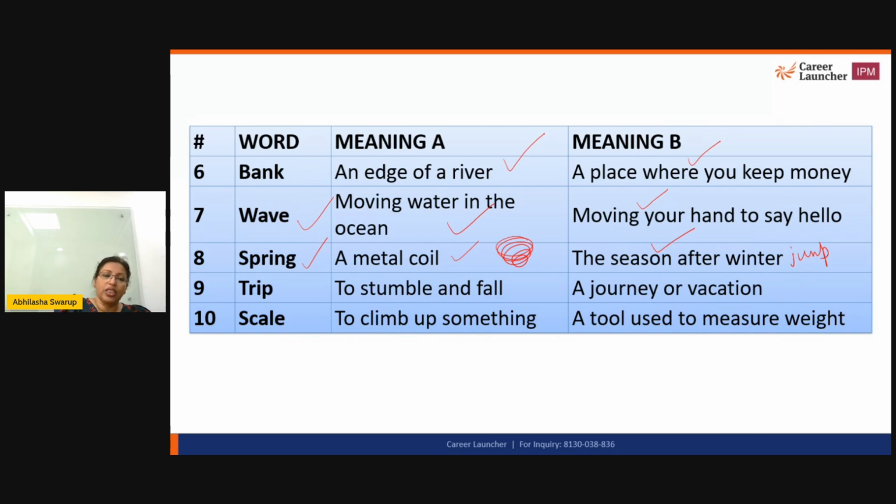So jumped. Trip, of course, is to stumble and fall. It's also a journey or a short vacation. Scale is to climb up something. You scaled the Himalayas. It is also a tool to measure weight. It is also a tool to measure length, isn't it? I have a scale in my pencil box, correct? So, a tool to measure length also. That's also a scale.